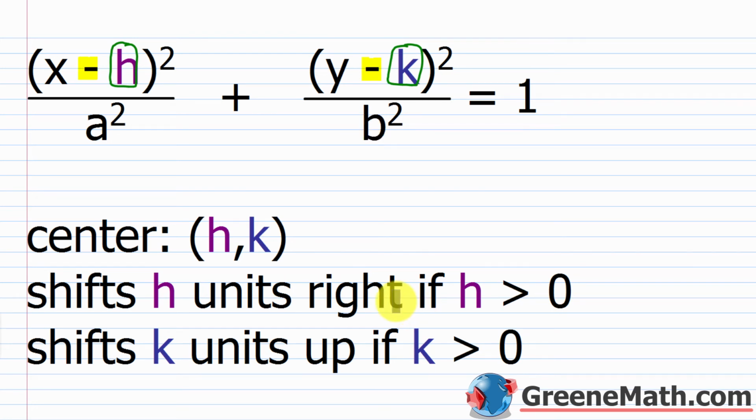So what we can say is that this shifts h units to the right if h is greater than 0. If h was less than 0, then it's shifting h units to the left. Then we can also say it shifts k units up if k is greater than 0, or it would shift k units down if k was less than 0.